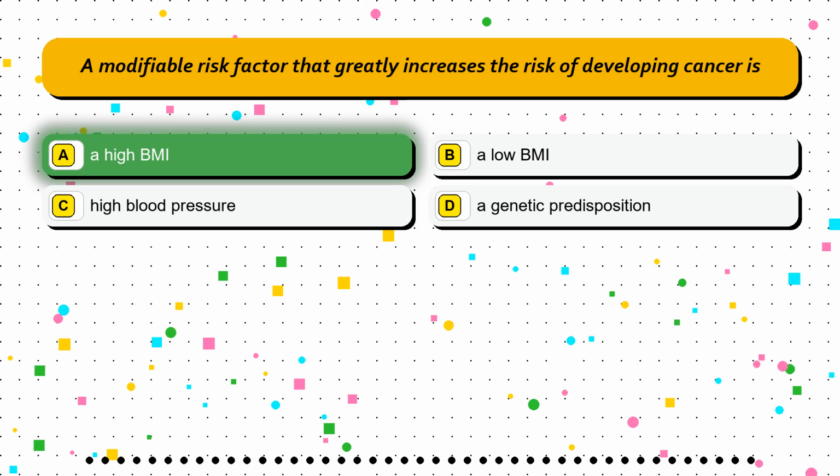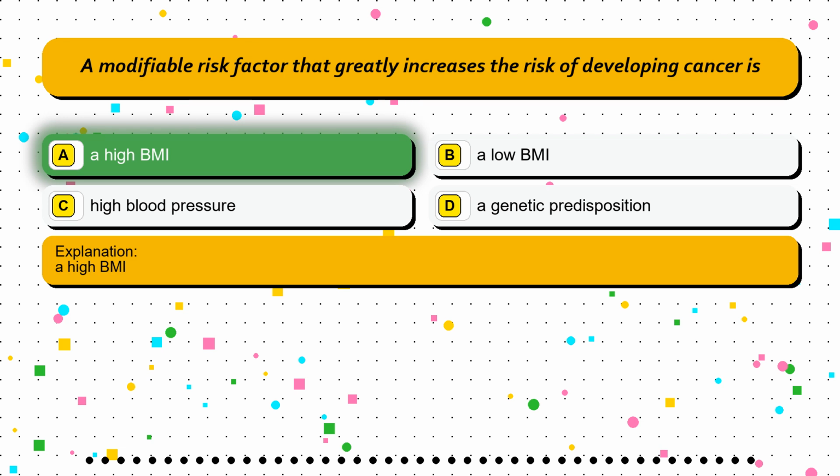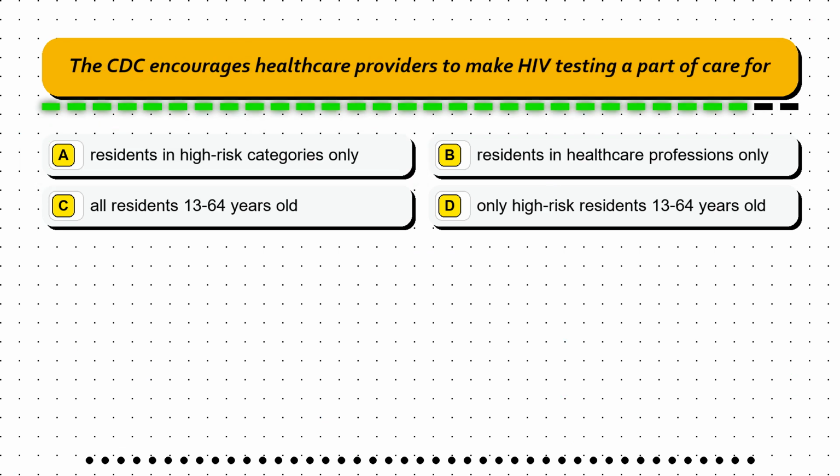The correct answer is option A, a high BMI. Question 18. The CDC encourages healthcare providers to make HIV testing a part of care for: Option A, residents in high-risk categories only. Option B, residents in healthcare professions only. Option C, all residents 13 to 64 years old. Option D, only high-risk residents 13 to 64 years old.